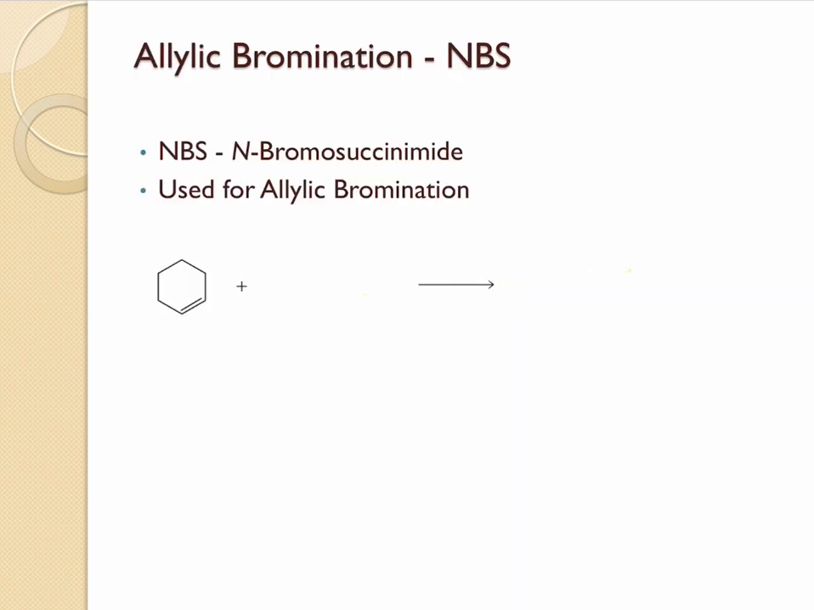Allylic bromination and NBS. What is NBS and what is it going to do? NBS is N-bromosuccinimide. Here is the structure for N-bromosuccinimide. N-bromosuccinimide is used to brominate allylic carbons because it allows a radical substitution reaction to be carried out at low concentration of bromine and HBr.